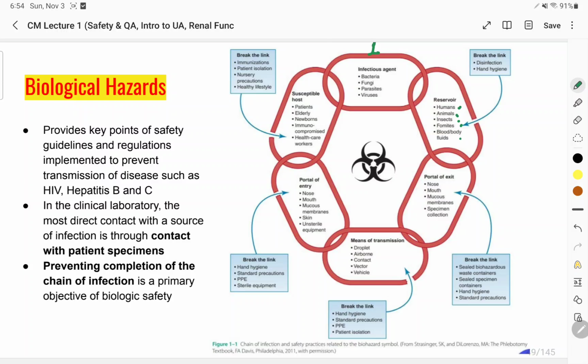Okay? Then after that, the means of transmission. So, sa unsa nga pamaagi, kadto akong ingon. So, nose, pwede siya kanang manikma. Okay? Mouth, magtabi. Mucous membranes, kanang maglugod sa mata.